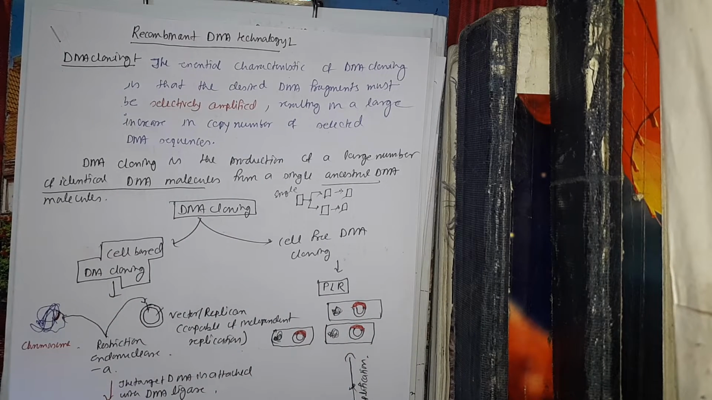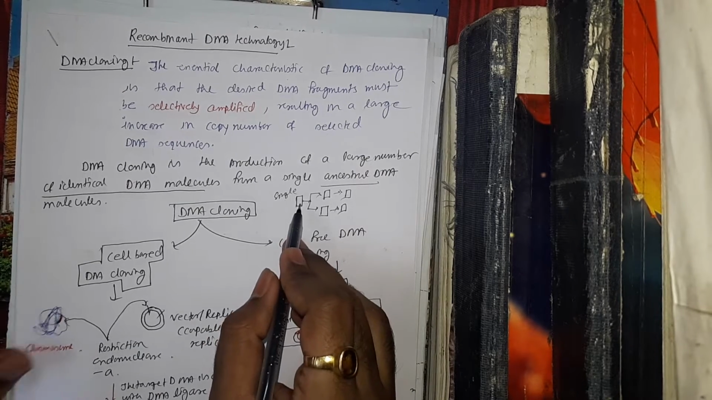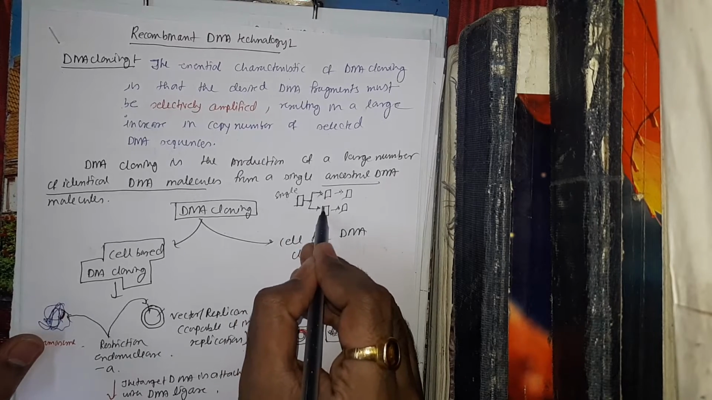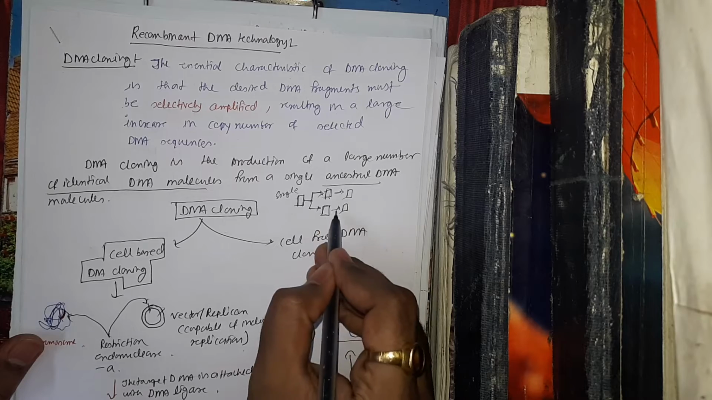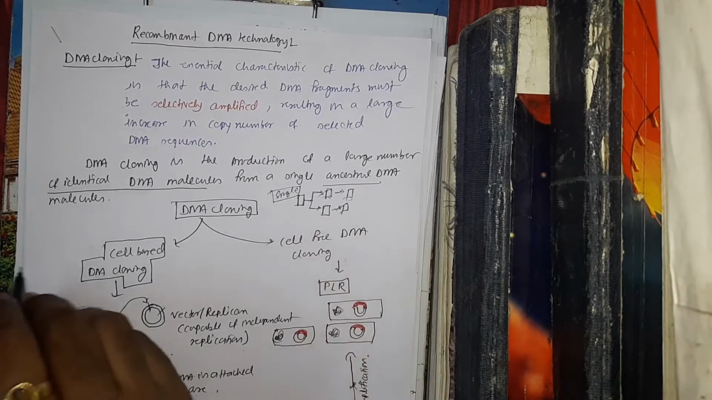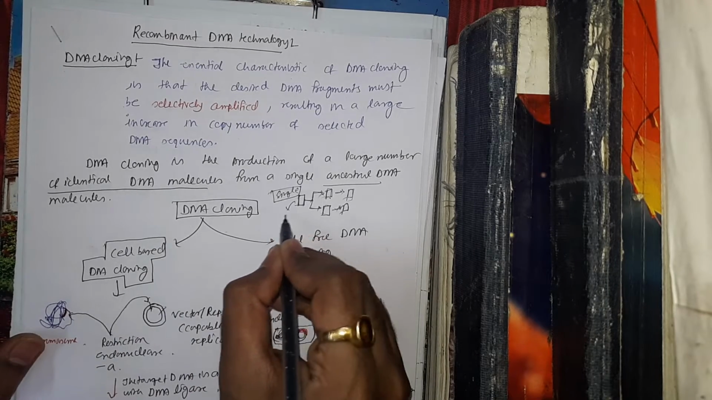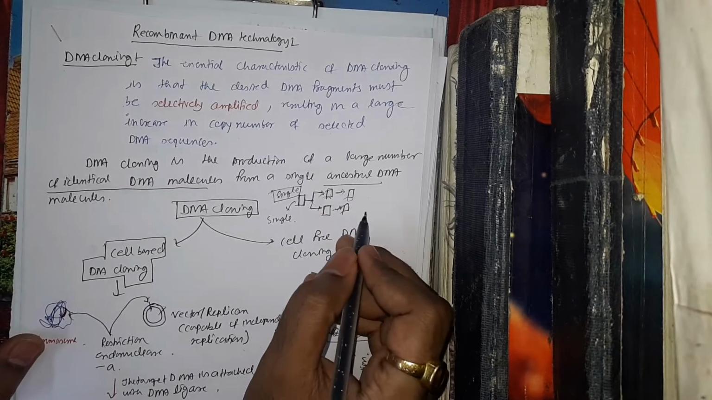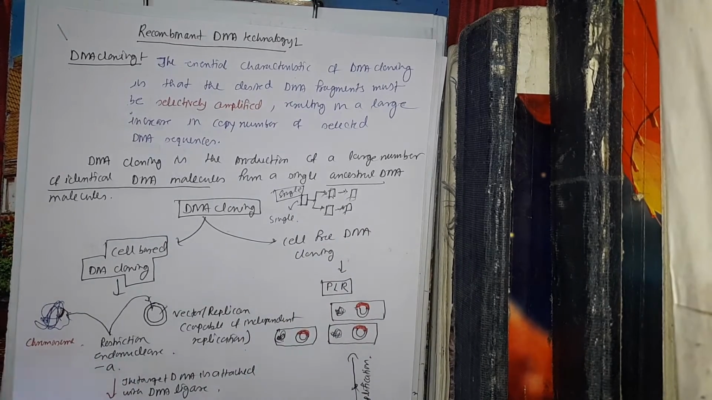DNA cloning is the process by which we have multiple copies of an identical DNA molecule from a single DNA molecule. Suppose you have a mobile phone and you need to prepare multiple copies of the same mobile phone with the help of this single one. This is simply what DNA cloning is. With the help of a single ancestor DNA molecule, we will have multiple copies of identical DNA molecules. That is the overall idea.